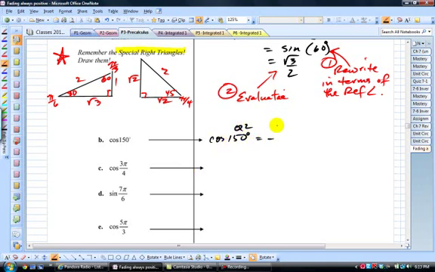Cosine's negative there. And the reference angle is 180 minus 150, which equals obviously 30 degrees, so my reference angle is 30. So I can rewrite that as the negative cosine of 30 degrees. Once again, the reference angle is 30. I just rewrote it in terms of the reference angle. Now I evaluate. Now I know that cosine of 30 degrees is root 3 divided by 2 because adjacent divided by hypotenuse. So I get negative root 3 divided by 2. So you first rewrite in terms of the reference angle and then evaluate. Step 1, step 2.